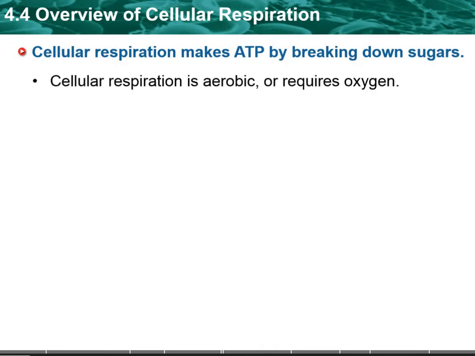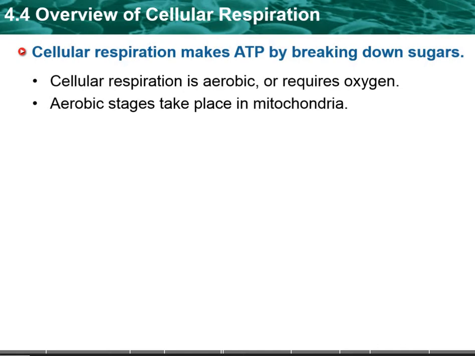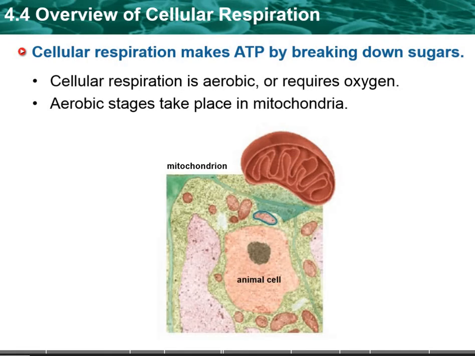So cellular respiration is an aerobic process, which means it requires oxygen. Aerobic stages take place in the mitochondria. If you remember from the last chapter, we call it the powerhouse of the cell. That's where the energy is made. So that is a picture of a mitochondria there. That's where any of the aerobic processes take place.